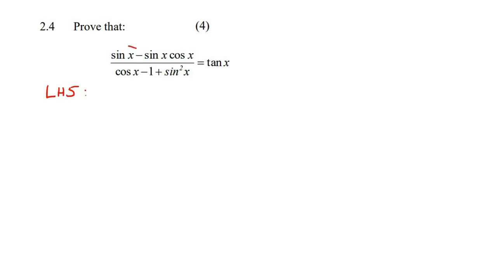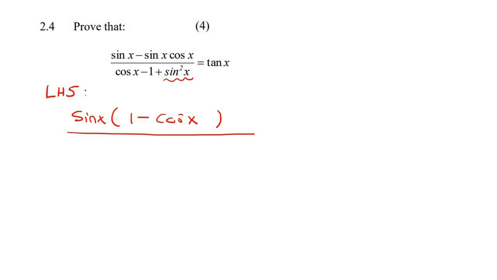Here we have a proof, so I'm going to work on the left-hand side. Okay, so the first thing I would do at the top is I would just take out a common factor. That common factor would be sin x, and then you would be left with 1 minus cos x. At the bottom, I see there's this sin squared x. So we know from our formula that cos squared x plus sin squared x is always equal to 1.